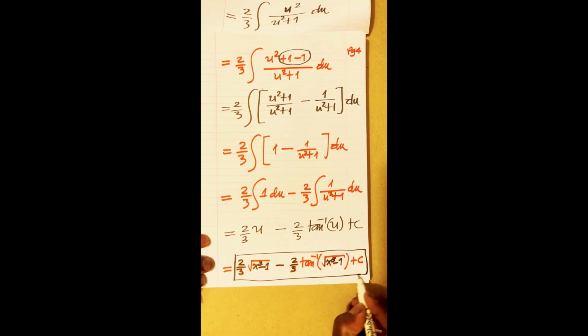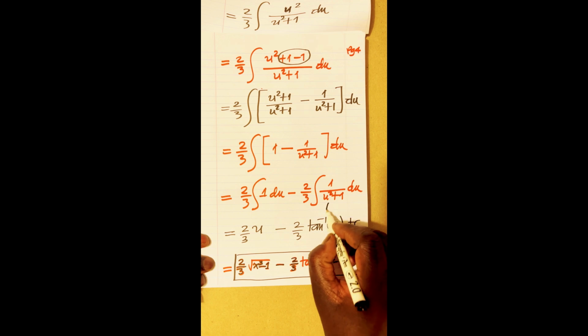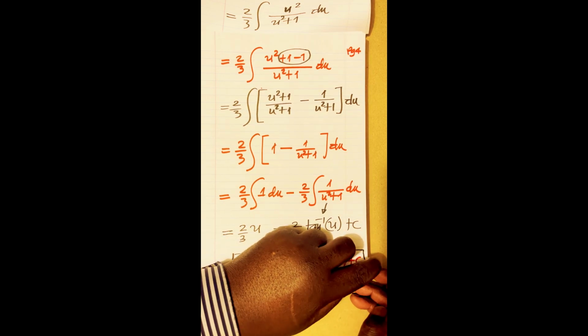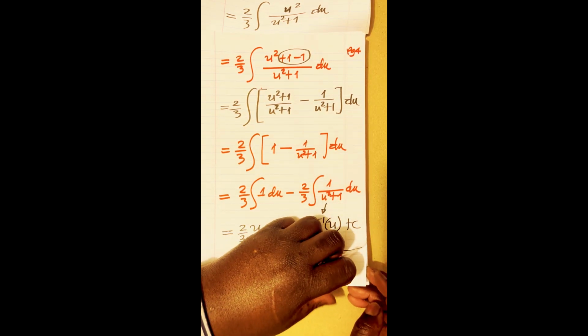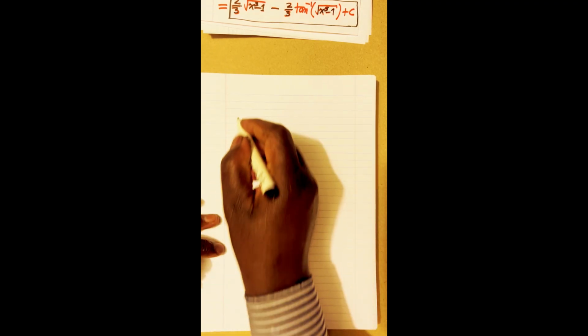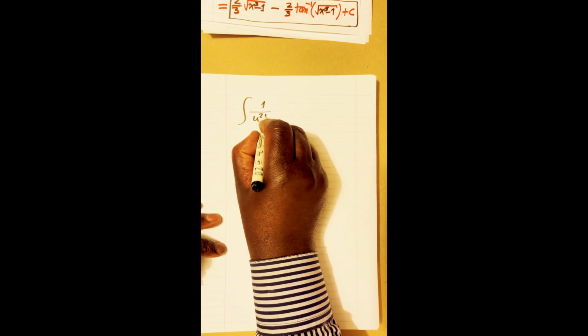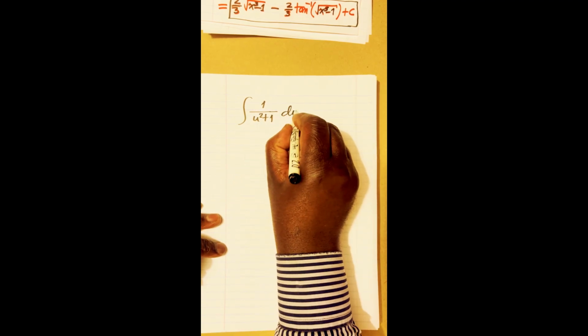Now just for clarity, how we obtain that from that. I hope to be very fast indeed to be able to do that. Let me move this page here. Right, so basically I'm saying the integral of 1 over u squared plus 1 du.